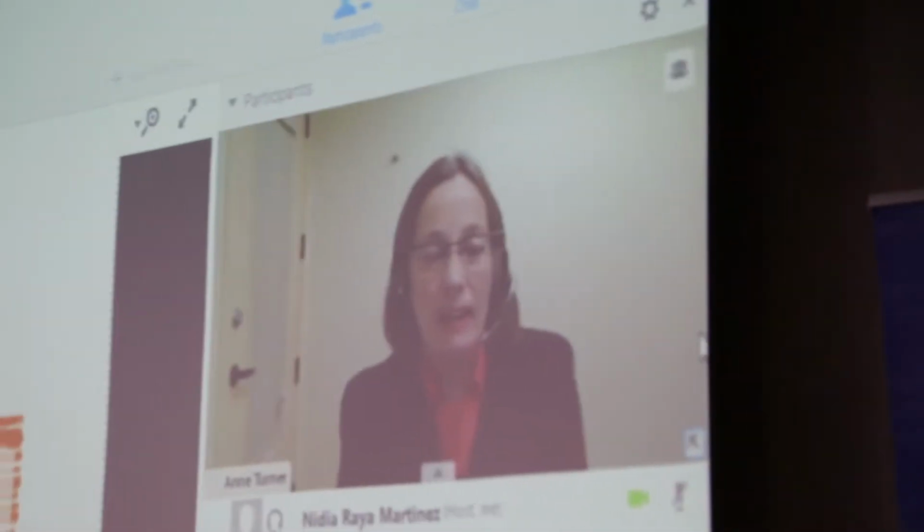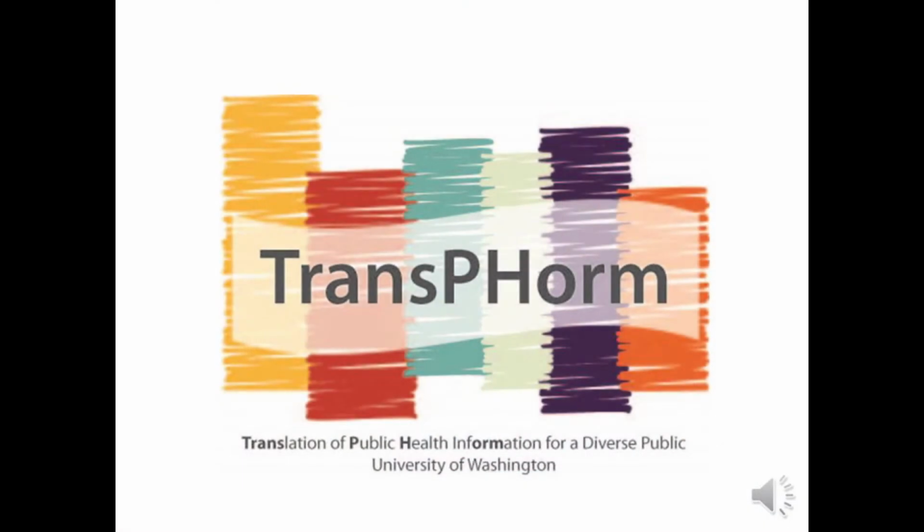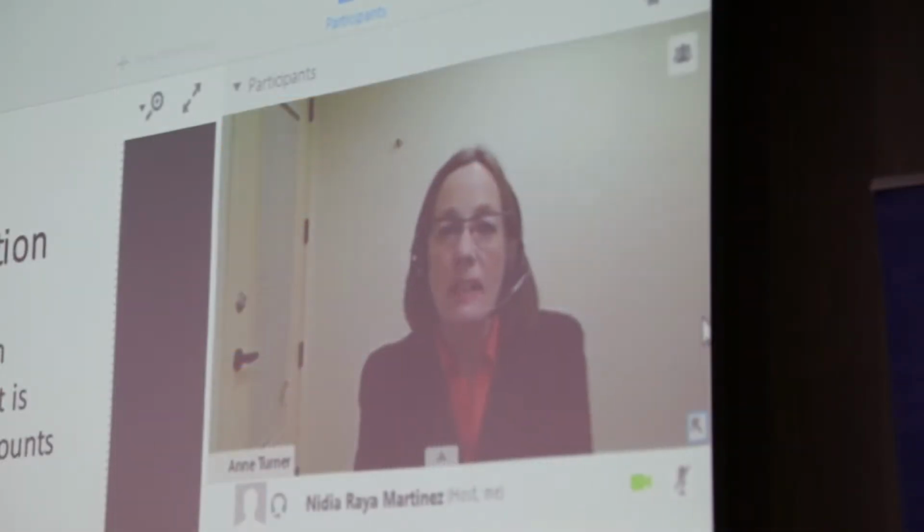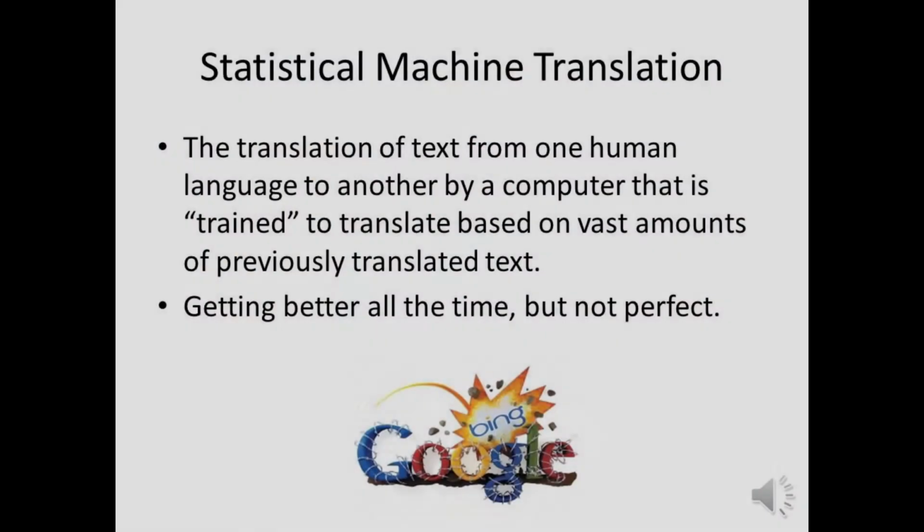For this reason, we proposed to the National Library of Medicine to investigate the use of machine translation for public health information. And as I said, we're in our 4th of 5 years of investigation. Statistical machine translation is translation that occurs by training a computer with vast amounts of previously translated text. So essentially, you're training the computer so that when new text comes, it can predict what the translation should be.